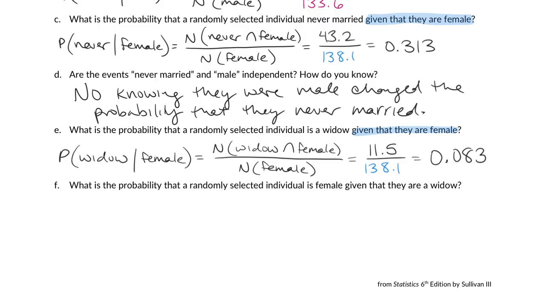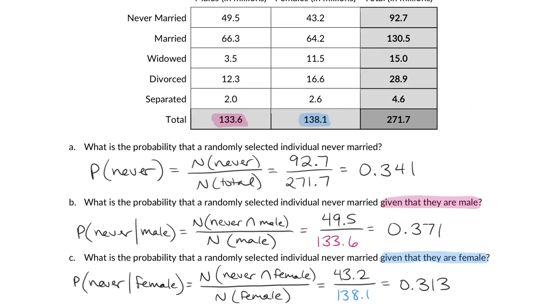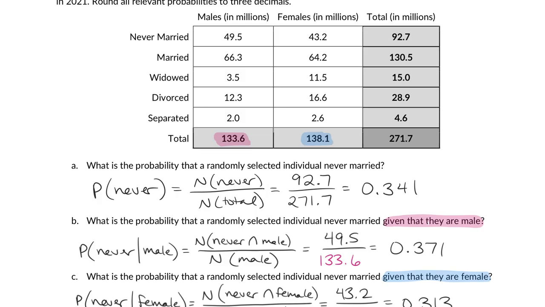On your own, I want you to read question F. Is that the same question as E? It's flipped around, right? This time, what is the given? The given this time is that they are a widow, which means our total is not out of the females. Our total is out of the widows. Look back up at your table. How many total widows are in this table? 15. That is my new total because that's what's been given.